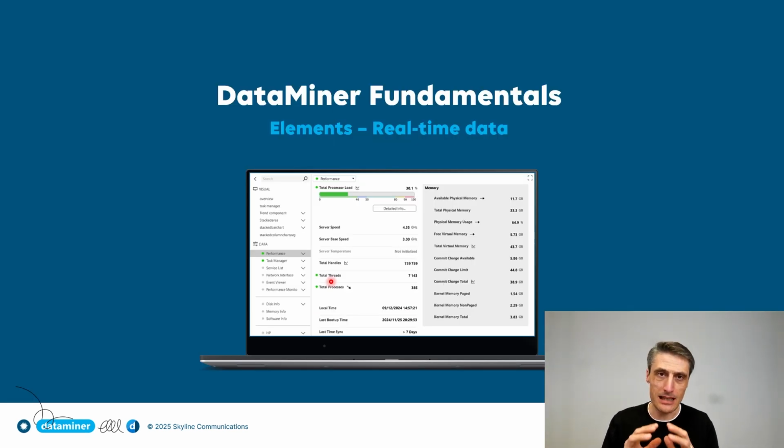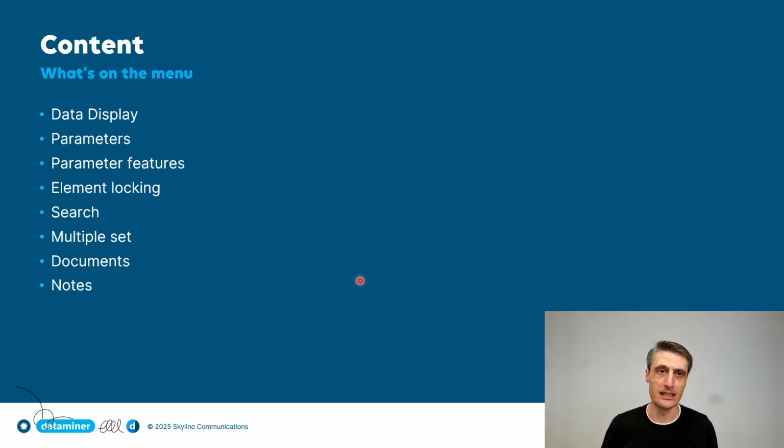Okay, so this is elements, real-time data, diving into those element cards on the specific topic of the data display, you could say. So data display, what is it? What can we find there? On those data display pages, we will find parameters, and those parameters will have some parameter features. Some general features like element locking, searching, and multiple set we'll also cover, and we'll wrap it up with two side notes, you could say, on documents and notes.